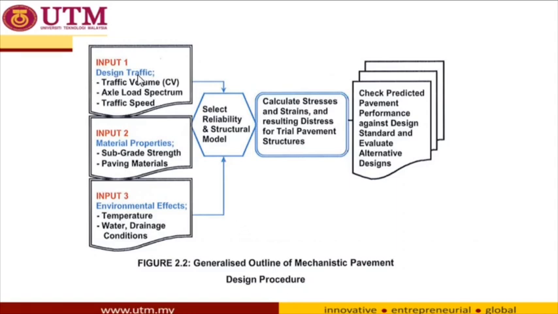This is basically the outline of the mechanistic pavement design procedure. Initially, we can see a few inputs. The first one is the design traffic, which consists of traffic volume, axle load spectrum, and traffic speed. The second input is based on material properties, which consists of subgrade strength and paving materials properties. The third input covers the environmental effects. These include temperature, water, and drainage condition. Next, after we have all the input properties, we have to select reliability and structural model, calculate stresses and strain, and finally, check the predicted pavement performance against design standard.